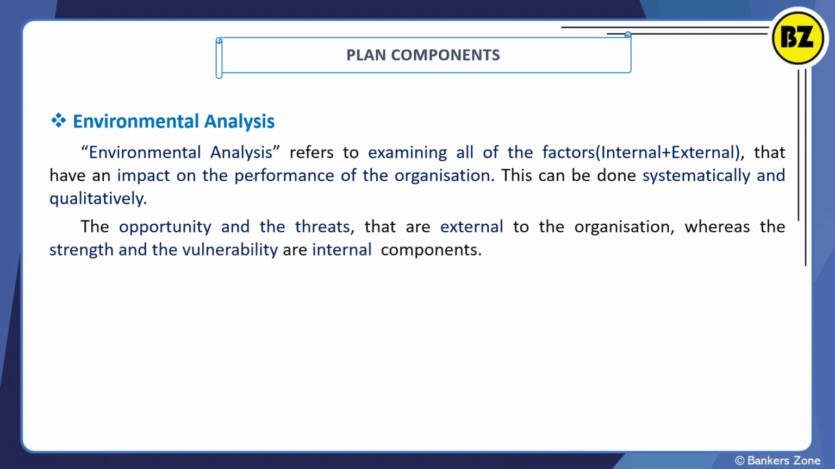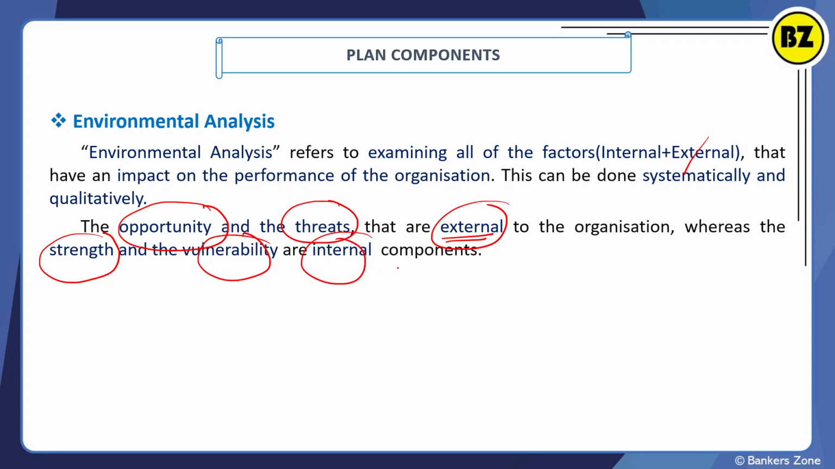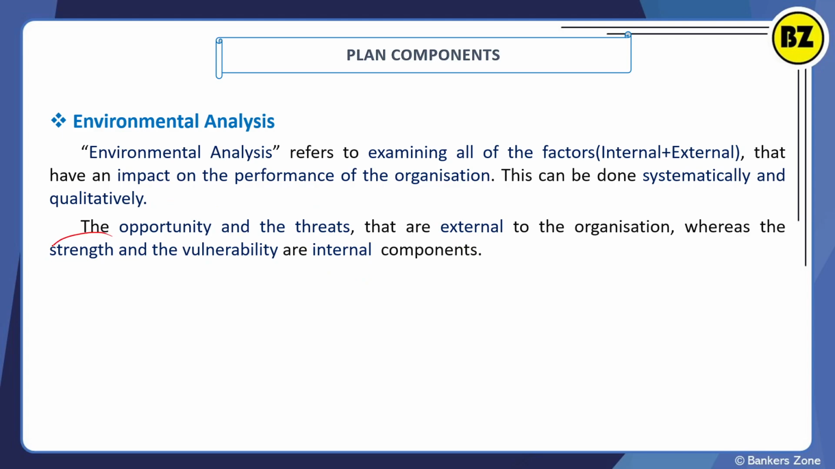Now, the opportunity and the threat are external to the organization, whereas the strength and the vulnerability are the internal components. So friends, if you want to know about external and internal: what are the opportunities in the market and what are the threats in the market? These are external factors, right? And what is the strength of your employees in the organization, and what is the vulnerability? Those are the internal components you have. For example, you have dedicated employees as a strength. These are the internal factors. Very easy, right?